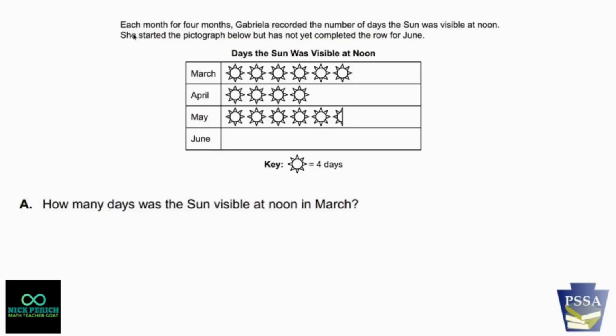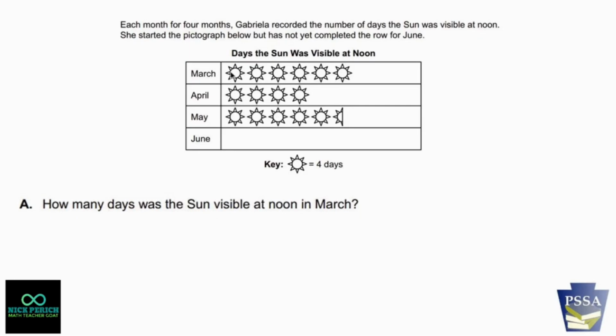Okay, so we have a free response question, and we are given this pictograph right here. Each month for 4 months, Gabriella recorded the number of days the sun was visible at noon. She started the pictograph below, but has not yet completed the row for June. So days and sun, okay, days the sun was visible. So every time there's the sun, it's 4 days. So I wanted to find out how much for each of these.